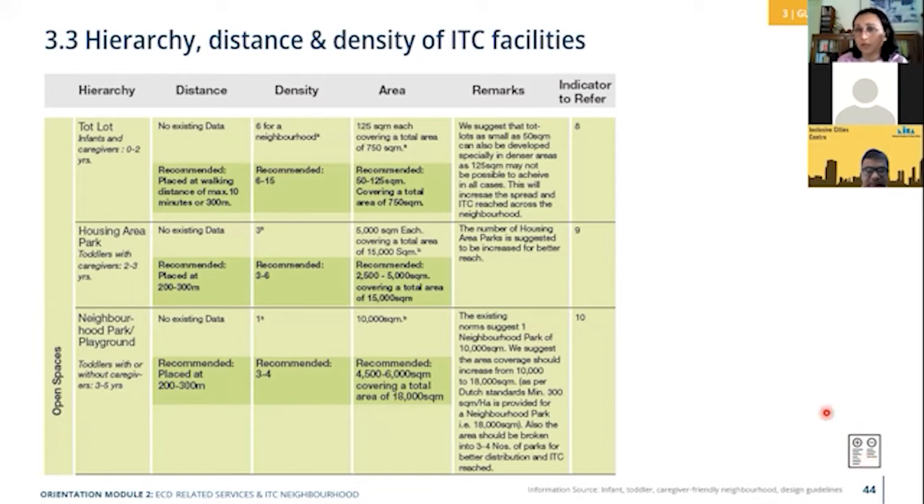So here again, like yesterday, I would point out that I have a symbol which is called compare and contrast. These are some norms for the provision of different types of amenities for the infant toddler caregiver. But here you can compare it with other standards as well. ITC specific recommendations are about providing the facilities in the neighborhood that will allow the child to use these facilities very frequently.